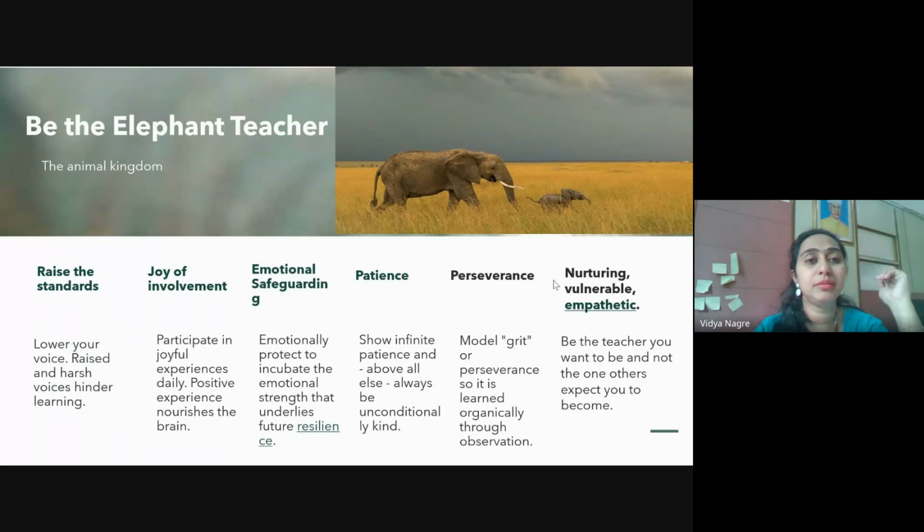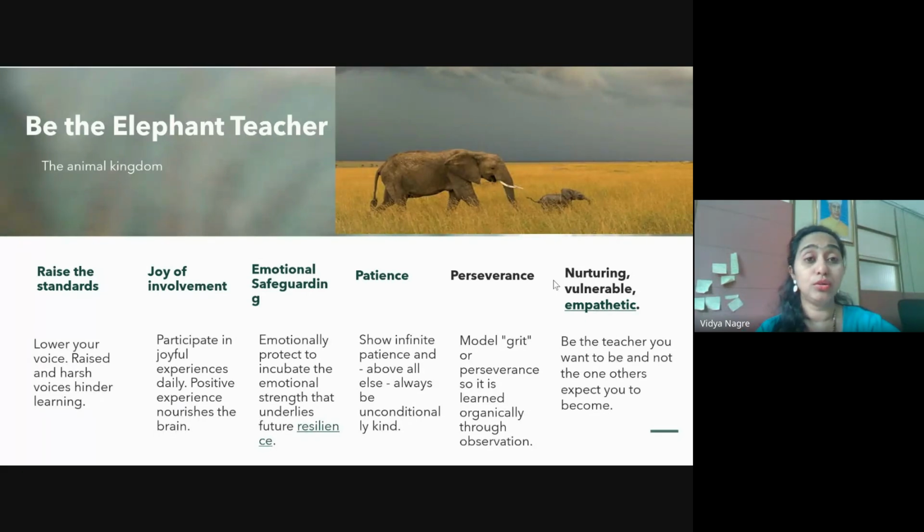Observe the elephant mama and the kid and the other elephants around. That is very good learning that we must have as a teacher. An elephant teacher is going to be the successful teacher to build a positive classroom psychology, because this teacher knows how to have mindful practices in the classroom. You always have to raise standards. What is the meaning of being the elephant teacher? You have to raise the standards.